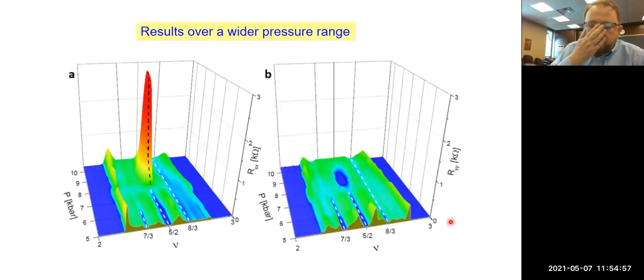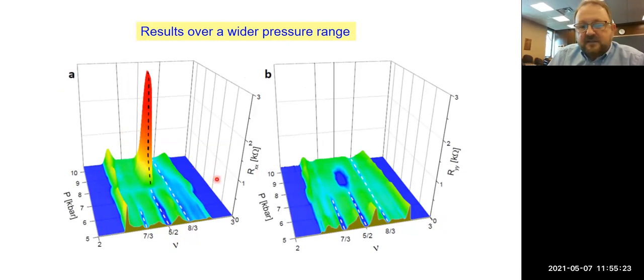We can then take data at several different pressures. What you see here is RXX and RYY, the two longitudinal resistances. The blue areas are the zero resistance. So this is a fractional quantum Hall state, 5/2. This is basically in the other direction. And eventually we hit this big red peak. That's the stripe phase.